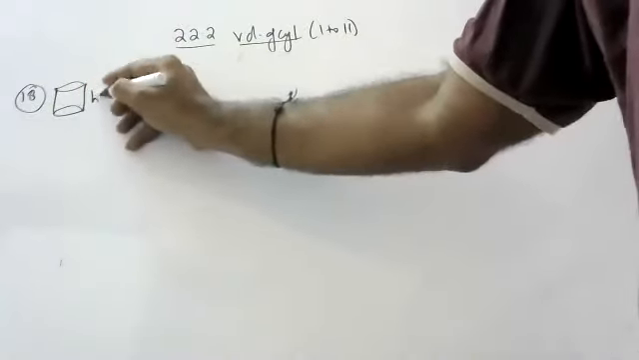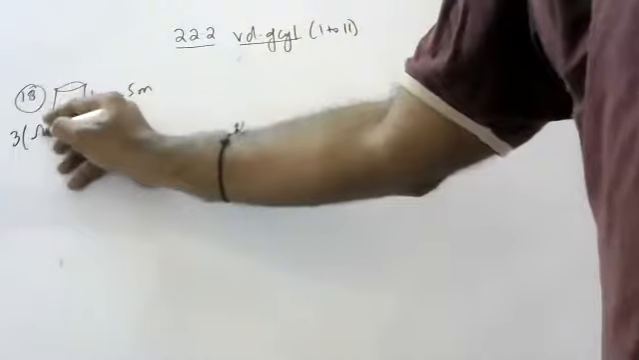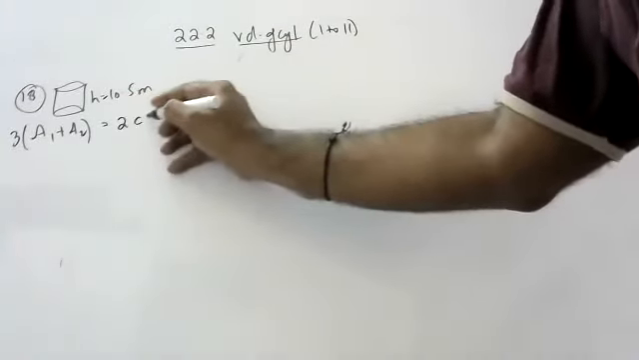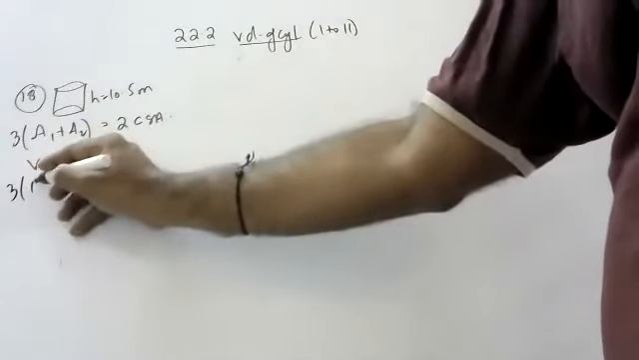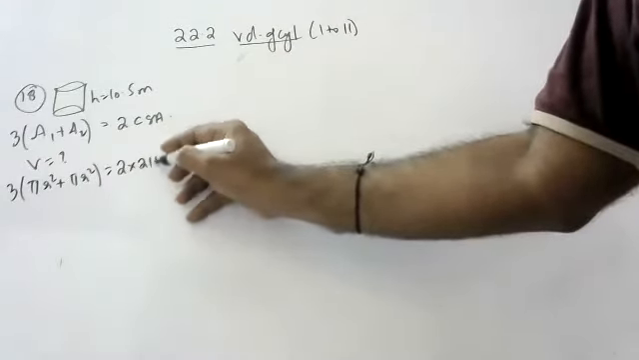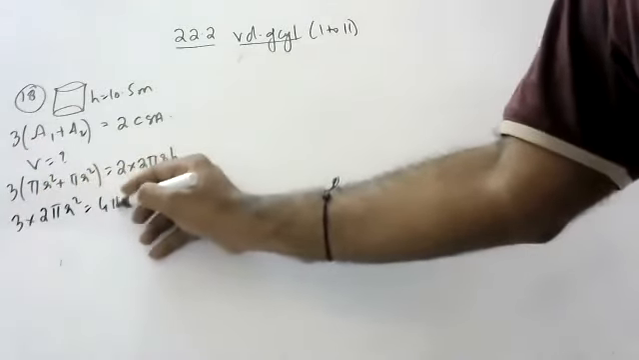Eighteenth one. The height of a circular cylinder is 10.5 meters, and 3 times the sum of the areas of the 2 circular faces is equal to twice the CSA. Find the volume of the cylinder. So 3 times (pi r square plus pi r square) is equal to 2 times 2 pi r h, so 3 into 2 pi r square is equal to 4 pi r h.